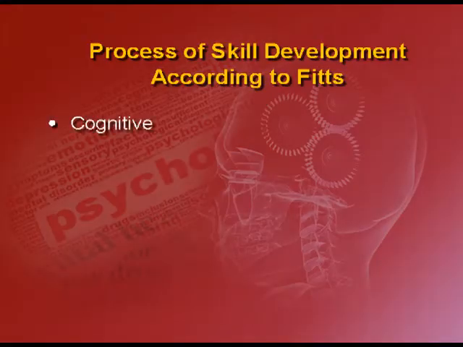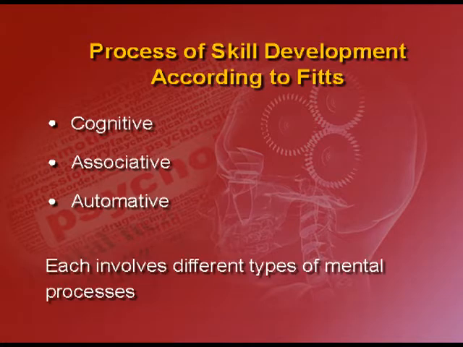So now you understand that skill development goes through a process. Let us look more precisely at the phases of skill development. These have been given by the psychologist Fitts. He talks of three phases particularly: cognitive, associative and automative. Each of these phases involves a different kind of mental action or mental process that a human being goes through. Let's discuss them in detail.